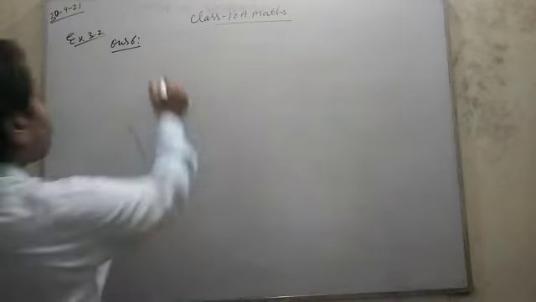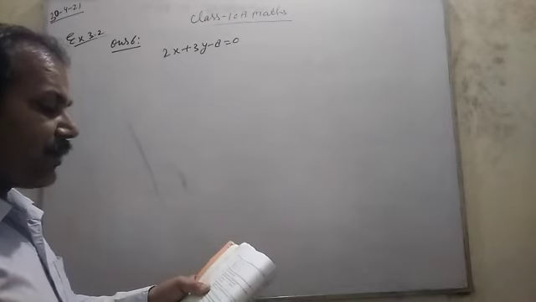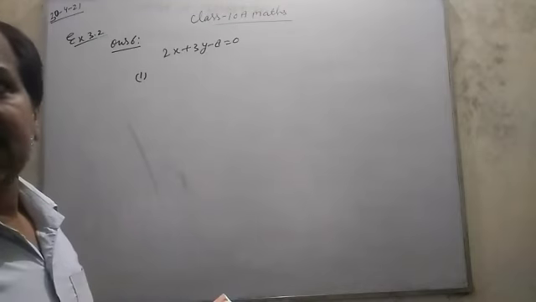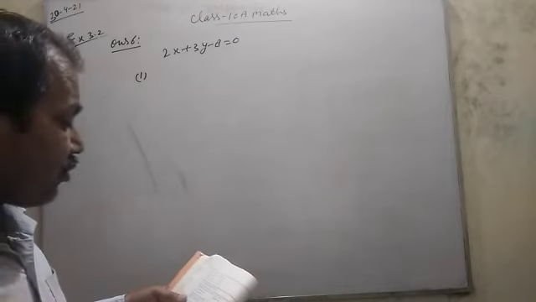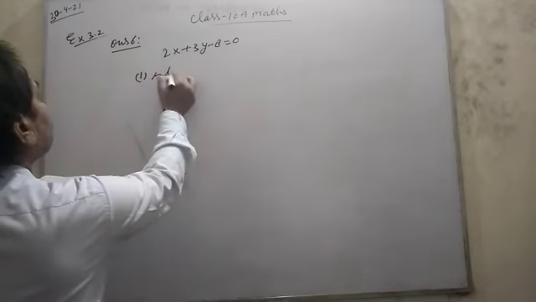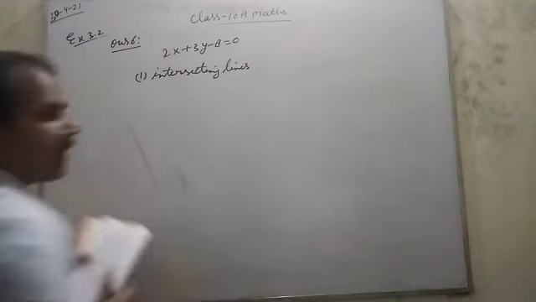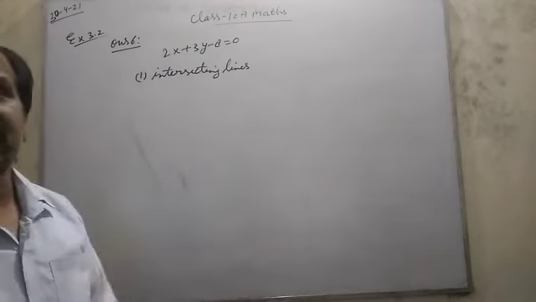Given the linear equation 2x + 3y - 8 = 0, write another linear equation in two variables such that the geometrical representation of the pair of lines is intersecting lines. One line's equation is given, and we are asked for a second line's equation such that these two lines intersect each other.